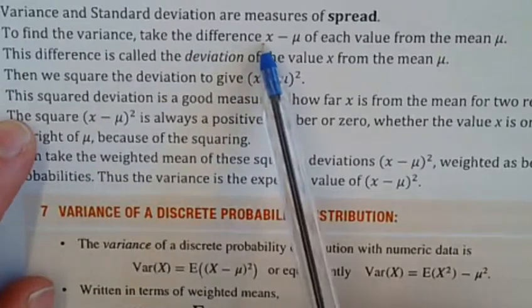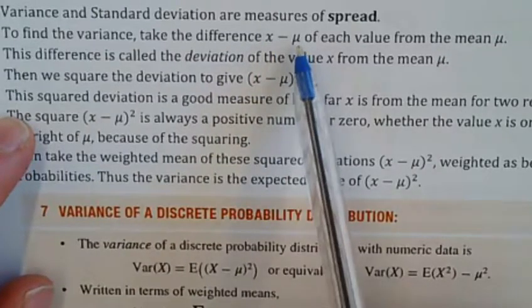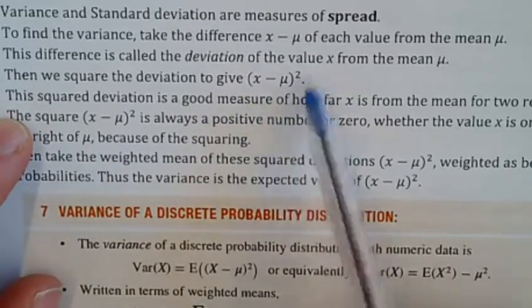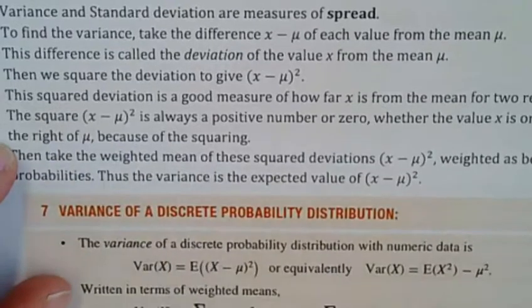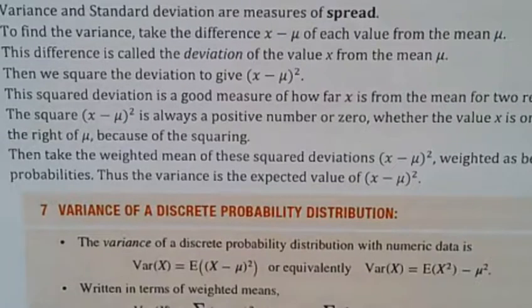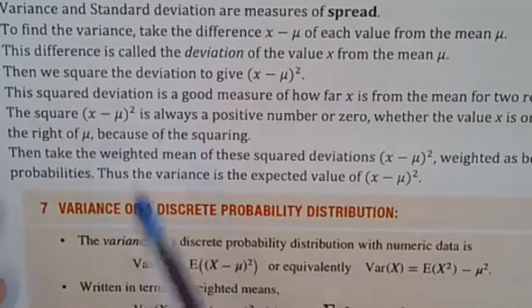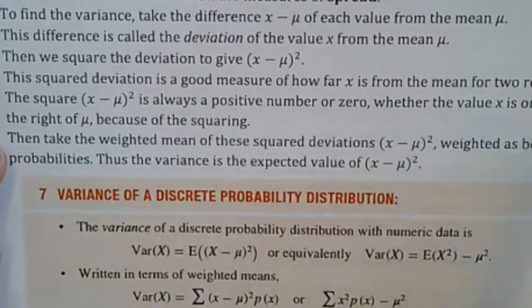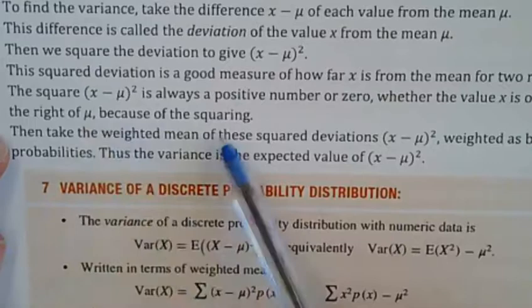What we do, we work out our score minus the mean or the expected value, and then we square it. So we square the deviation to give (X minus mu) squared. And the reason we square it is so that we'll end up with a positive value, all right? Because some values might be to the left of the mean and some values to the right. And we don't want the left values, the negative values, cancelling out the ones that are positive. So that's why we square them, okay? So the square will always give a positive number or 0, whether the value is on the left or the right of the mean, because of the squaring.